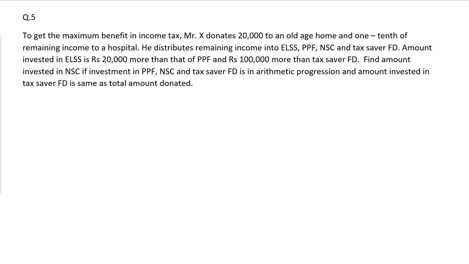To get the maximum benefit in income tax, Mr. X donates 20,000 to an old age home and 1/10 of the remaining income to a hospital. After that, he distributes the remaining income into ELSS, PPF, NSC and tax saver FD and so on. Okay, so let's start doing this question. Over here, Mr. X donates 20,000 to the old age home and 1/10 of the remaining, which means 10% of the remaining.